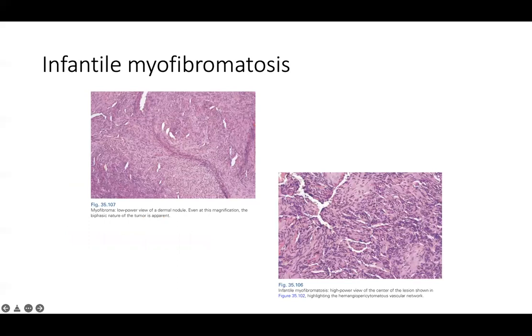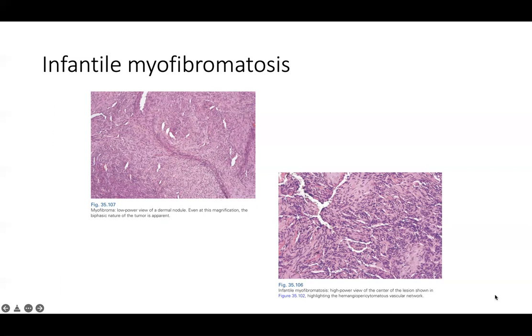More examples of the infantile myofibromatosis. You can see the myofibroma here. It's a low power view of the dermal nodule. At this magnification shown here, you can see that it's biphasic. So at the bottom left, you see a more basaloid, more hematoxylinophilic proliferation, pretty dense in terms of the nuclei number, and then it starts to separate out a little bit into more of a leiomyoma-like fascicle.